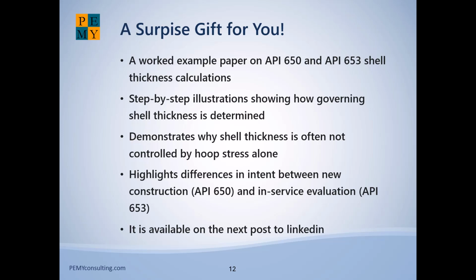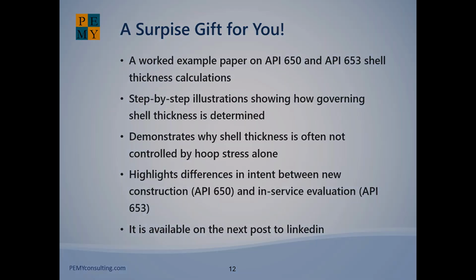I've also put together a short paper with worked examples of API 650 and API 653 shell calculations. It walks through the calculations step by step and shows why shell thickness is often governed by minimum thickness requirements rather than hoop stress. The paper is meant as a learning reference, and you can download it using the post on LinkedIn. I highly recommend tank engineers and inspectors test themselves on these basic calculations.